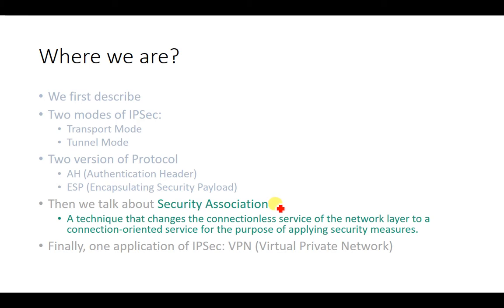So what do you mean by security association? As we have already given the definition, whenever in a network layer the connectionless service is established, because IP is itself a connectionless protocol, to apply the security on a connectionless service is difficult. That's why we have to convert the connectionless service to a connection oriented service and apply the security measures. So that's why the security association is needed. Now let's see how it is done.